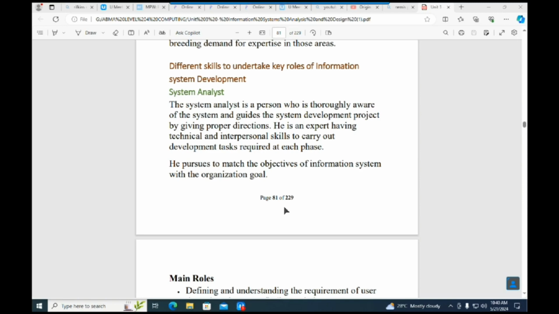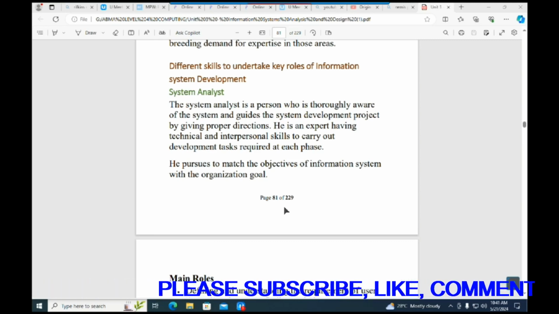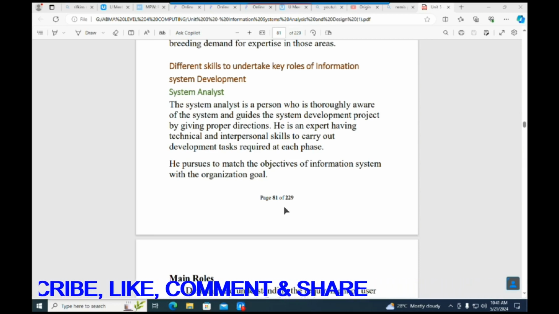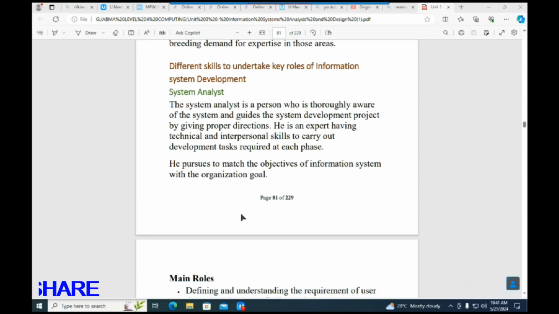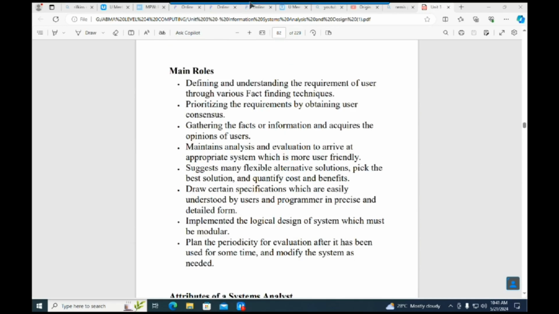So he is supposed to be aware of the system, and even be in charge of guiding the project. He will be the one giving the guidance and the directions. So he needs to have skills. He's a person who needs to have technical skills. At the same time, he also needs interpersonal skills to make sure that the tasks are carried out well in each phase. So let's look at the main roles of the system analyst.